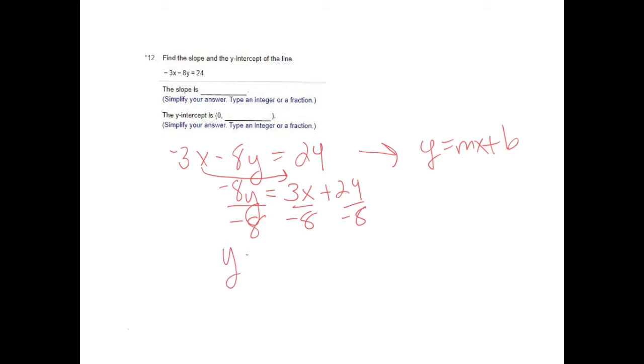And so I'm going to get y is equal to -3/8x minus 3. And so my slope will be -3/8. Remember that x is not part of the slope. The x and the y here are ordered pairs that fall on the line. So we don't want to put x in there when it asks us for the slope. And then the y-intercept is the point 0, -3.